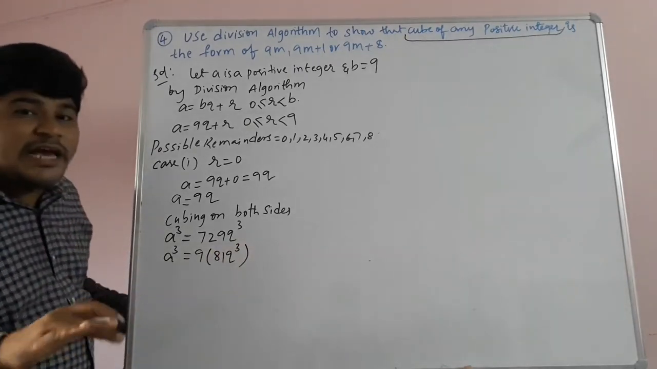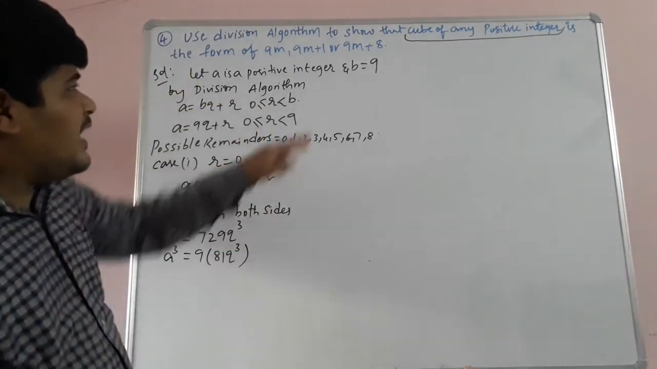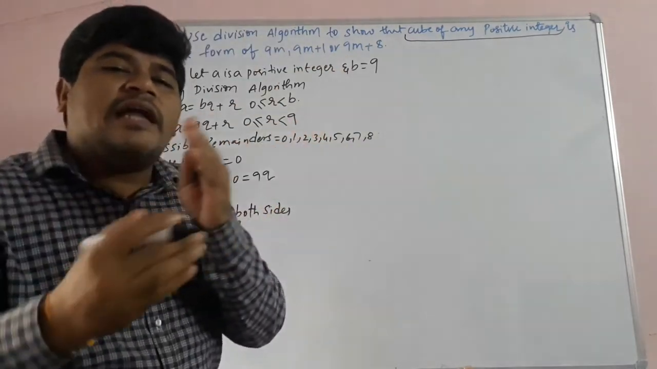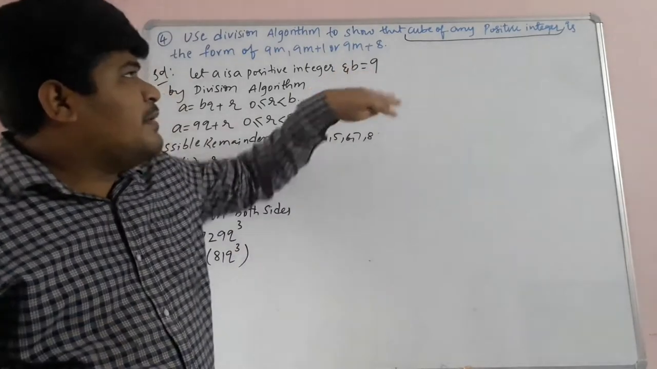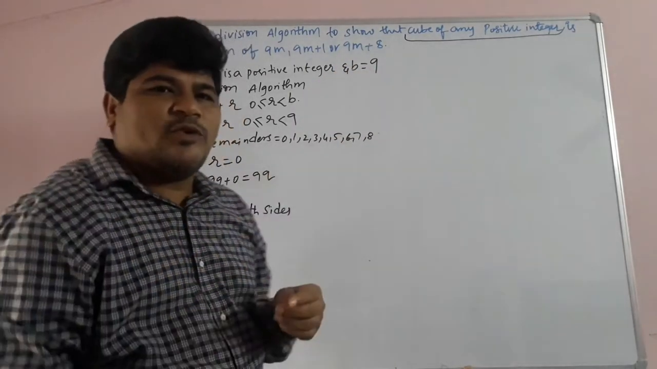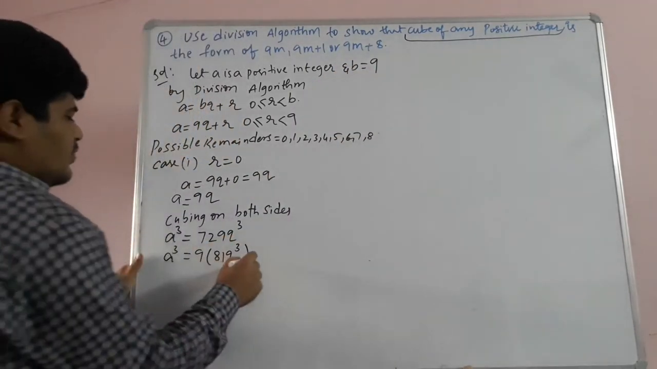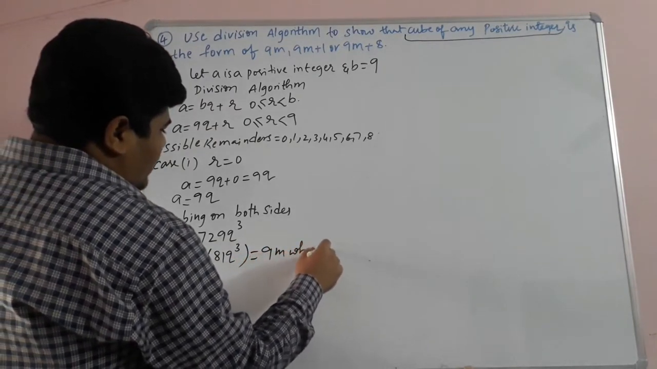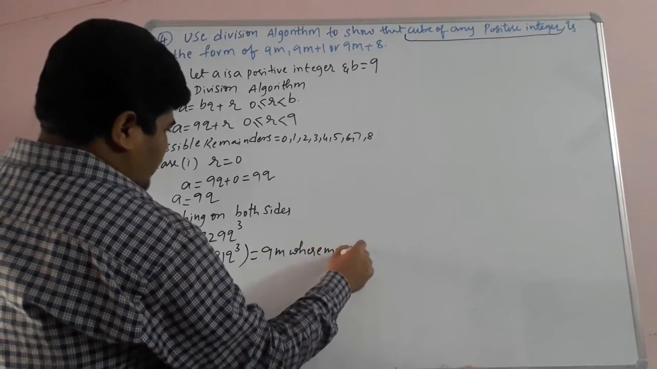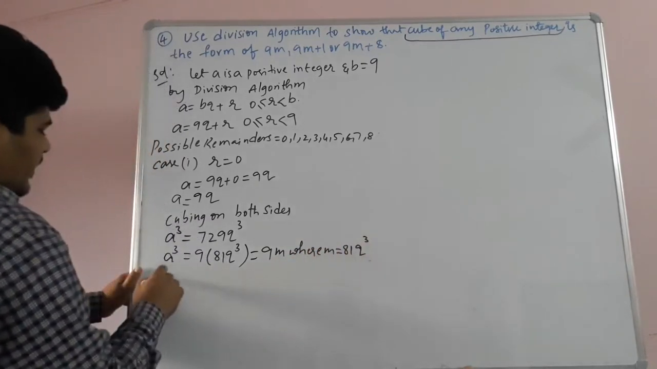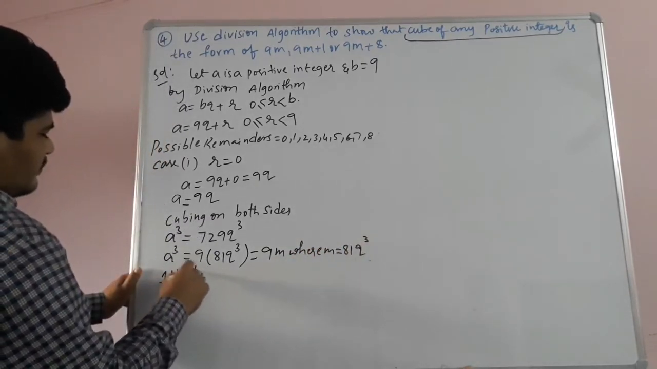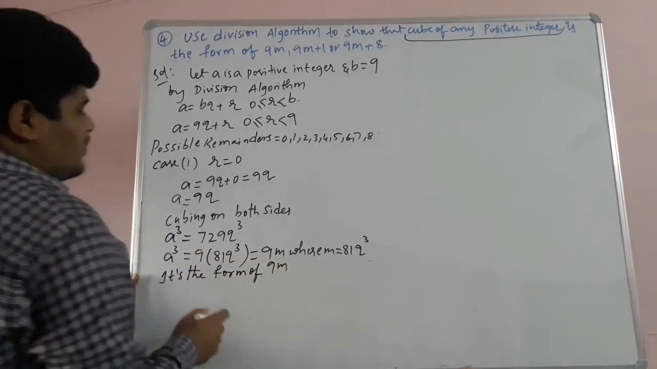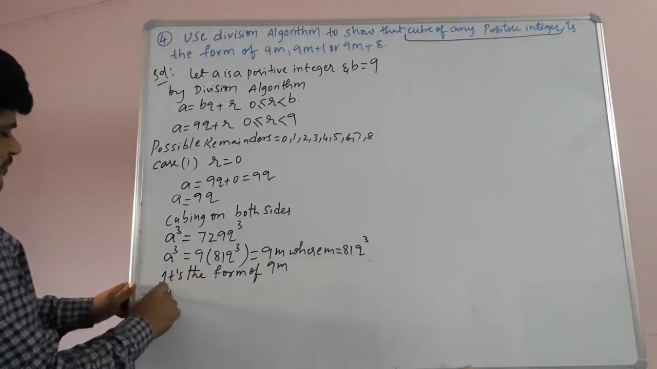It means children, 9m means 9 into something. 9m plus 1 means 9 into something plus 1, it's a 9 multiple plus 1. 9m plus 8 means 9 multiple plus 8. So here 9 into something, we can write it as 9m, where m is equal to 81q cube. So it's of the form 9m.